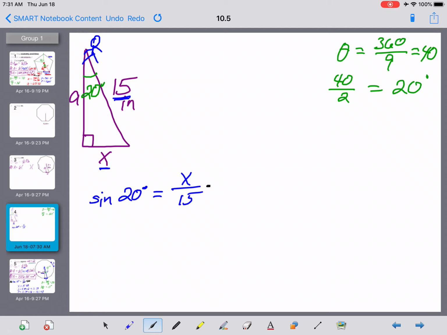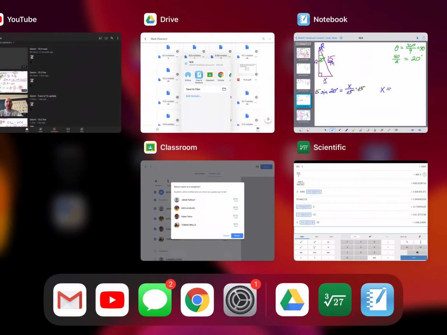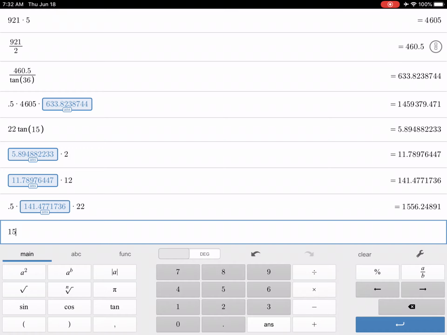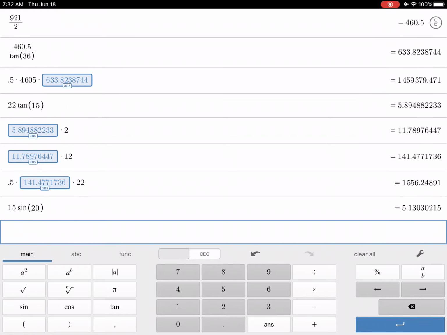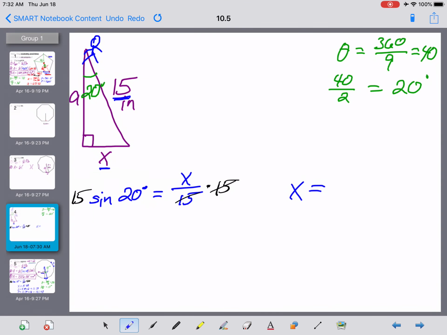To get x by itself, we just multiply both sides by 15. Those 15s cancel, and do this to the side here. We're going to get x is equal to, and I just need to type in 15 times the sine of 20 degrees. So 15 sine 20, and that gets us an answer of 5.13. And as I look at the setup here, I find that fairly realistic, 5.13.